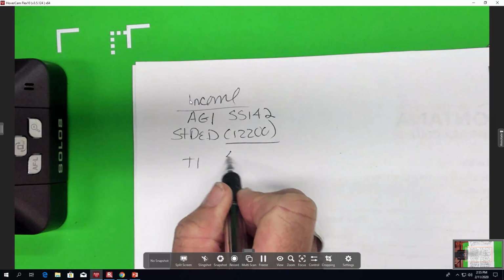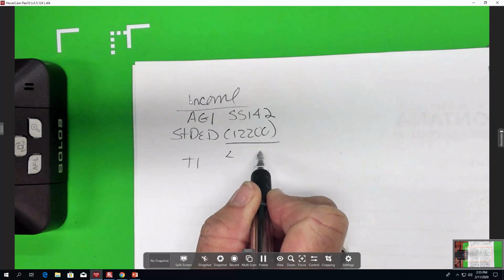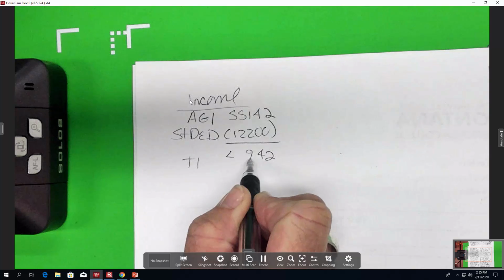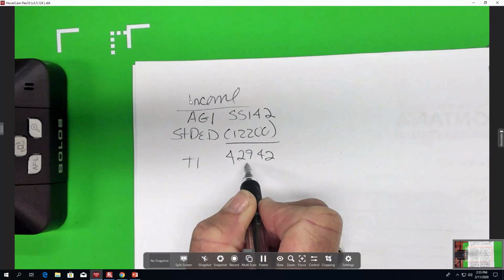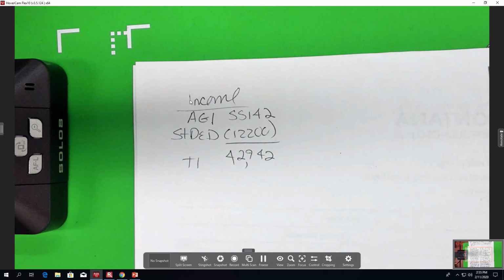So therefore, where am I at here? 42,942? Is that right? Yep. So then I'm just going to go to the tax tables and do what we just did. She's got very close TI to the last person, right? So her highest marginal tax bracket is 22%, I think.